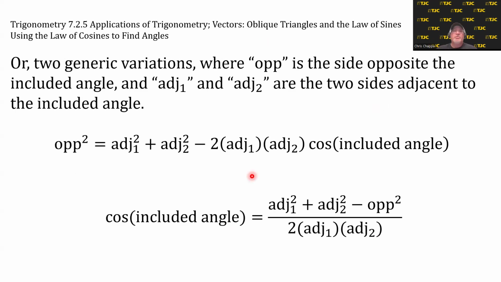Now, you could also say there's 2 generic versions where OPP is the side opposite the included angle, and adjacent 1 and adjacent 2 are the 2 sides adjacent to the included angle. Here's the original generic version of the law of cosines. Opposite squared equals adjacent squared plus adjacent squared minus 2 times the adjacent side times the cosine of the included angle. Or if we solve that for cosine, it would be cosine of the included angle equals the sum of the squares of the adjacent sides minus the square of the opposite side, all divided by twice the product of the adjacent sides.